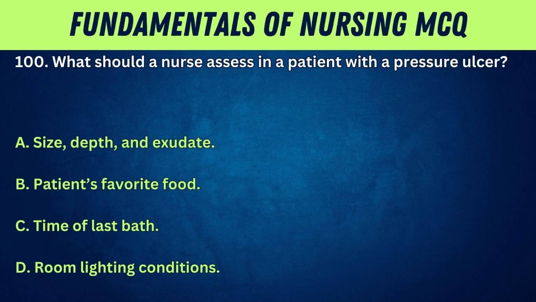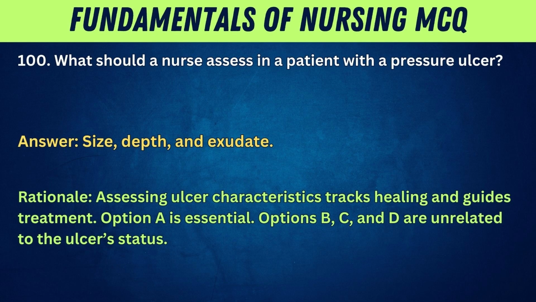100. What should a nurse assess in a patient with a pressure ulcer? A. Size, depth, and exudate. B. Patient's favorite food. C. Time of last bath. D. Room lighting conditions. Answer: size, depth, and exudate.